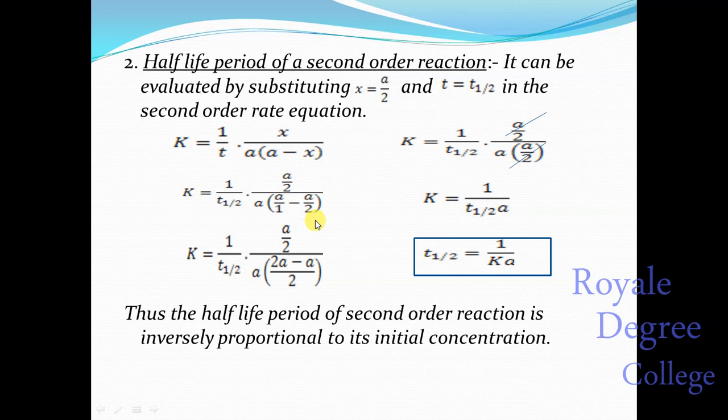We take the LCM, that is 2 into a, so you get 2a minus 1 into a is a, divided by 2. The rest of the things are as it is. Now 2a minus a gives a by 2, isn't it? So a by 2 gets cancelled. Then K is equal to 1 by t half into a remains. Now we don't know the value of t half, so we bring it to the other side, and K goes to the denominator. So t half is equal to 1 by Ka. Thus the half-life period of a second order reaction is inversely proportional to its initial concentration.